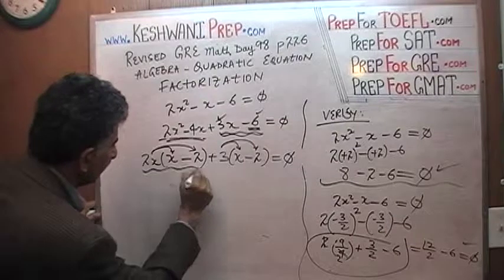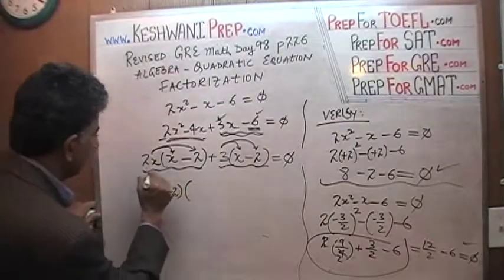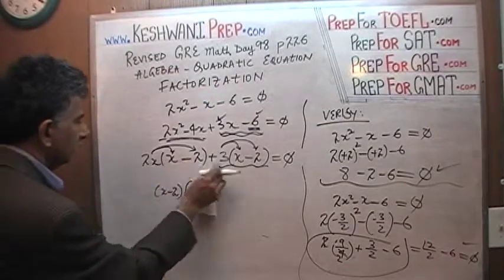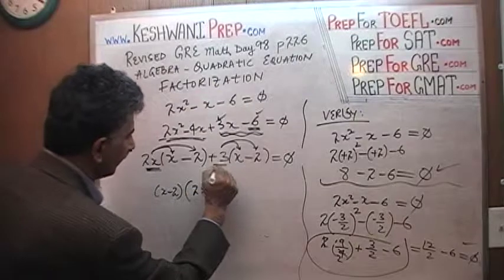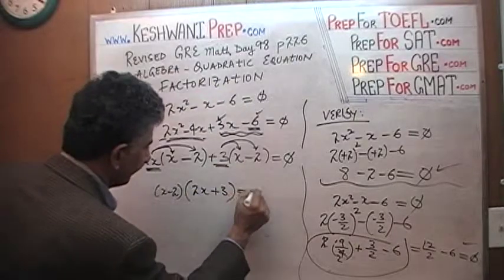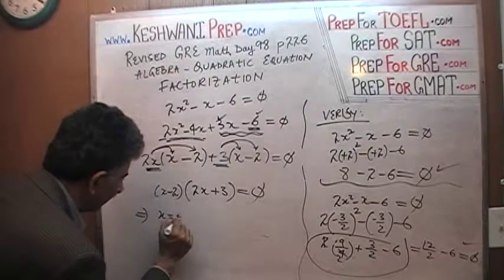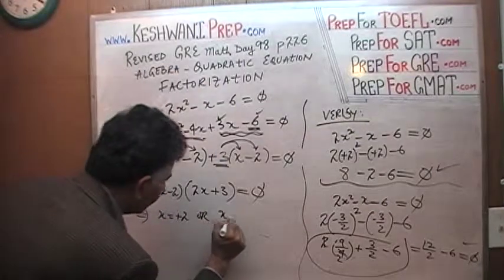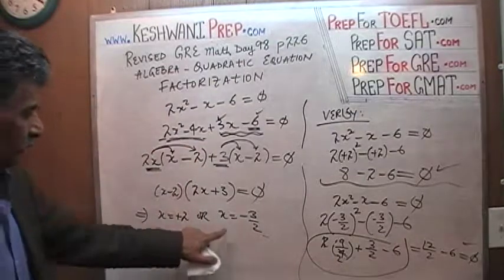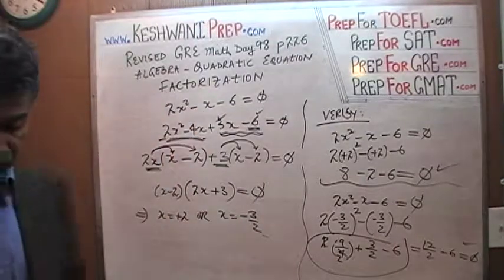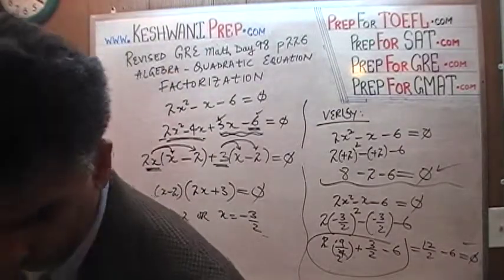So from here, we have an x minus 2 common factor from here and here, and we're left with a 2x from here, and positive 3 here. Same thing, which implies that x is equal to positive 2 or x is equal to negative 3 halves. Same thing as before. And you plug in both of those values of x in the equation, and you will see that it satisfies the equation. That's it. We are done.